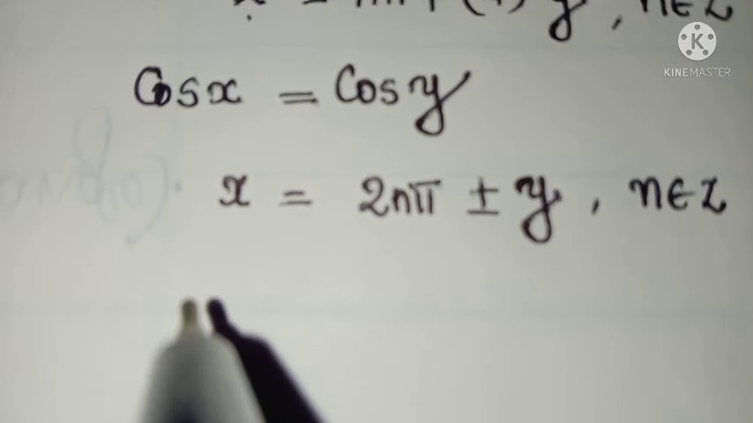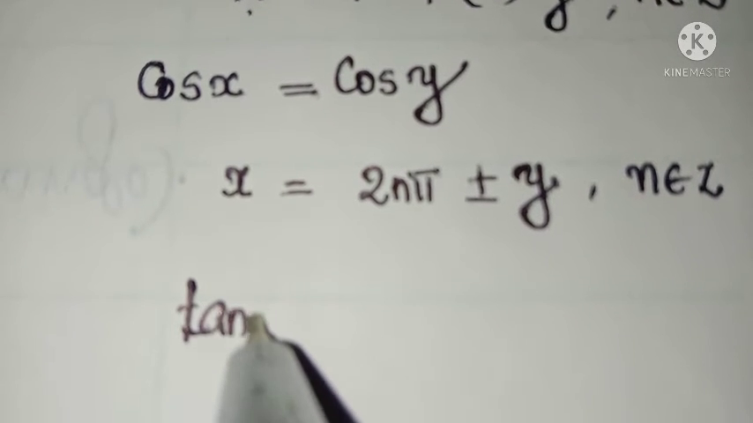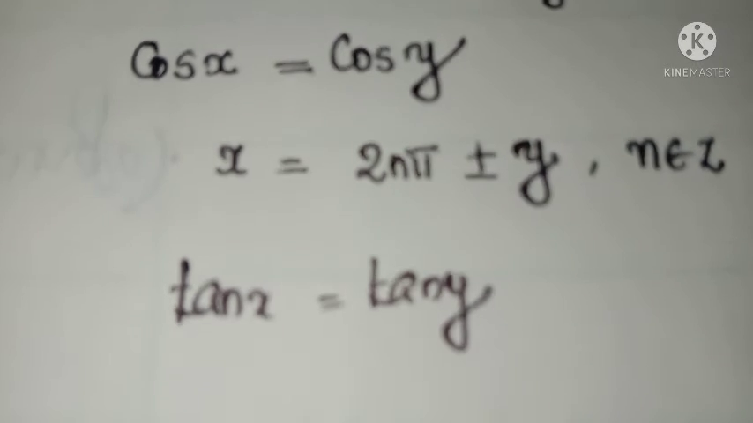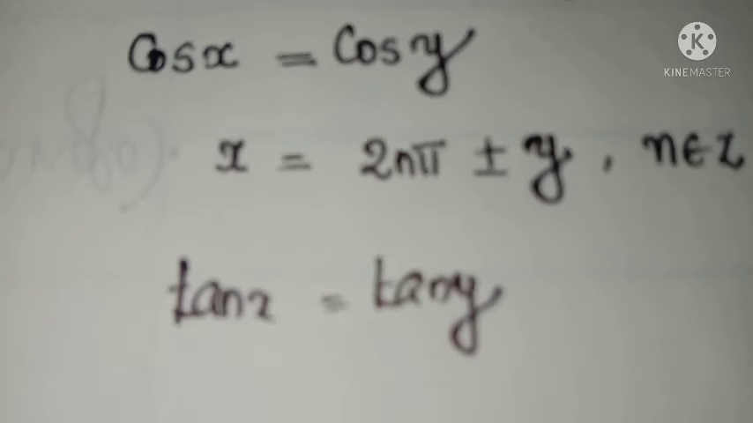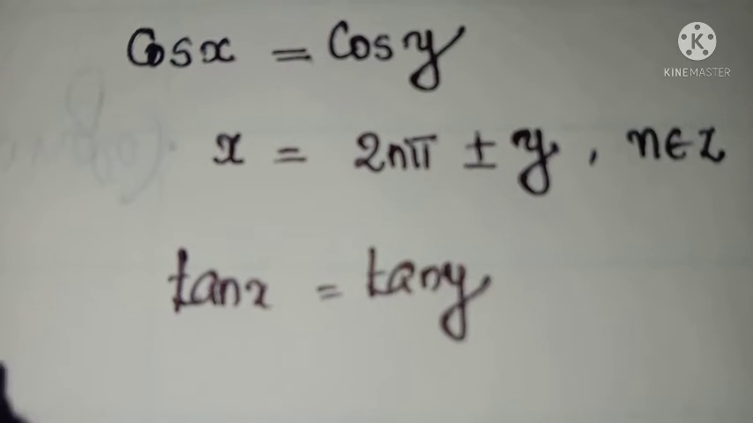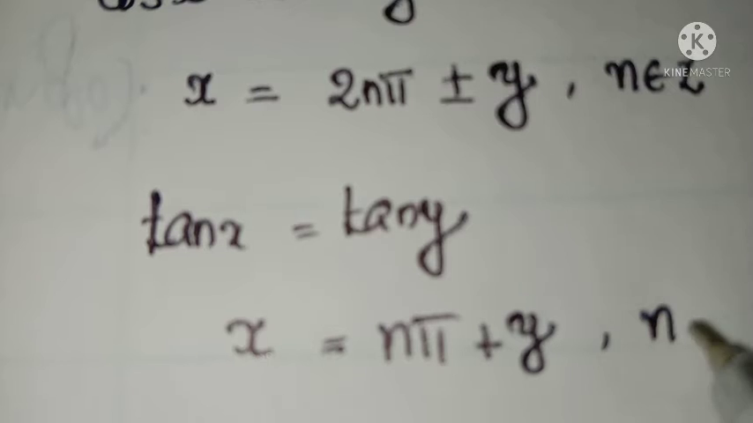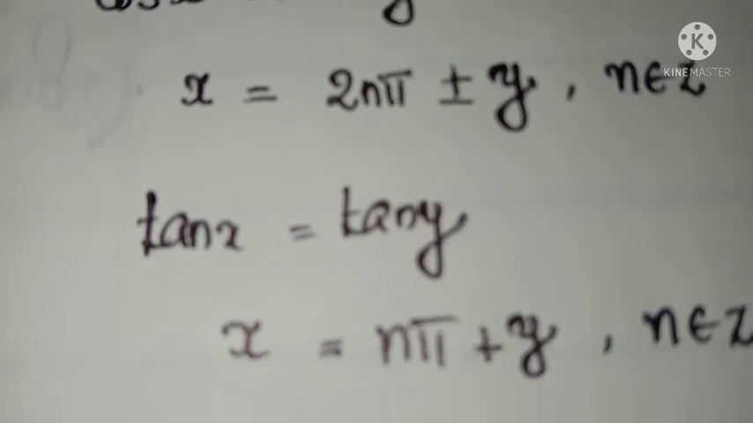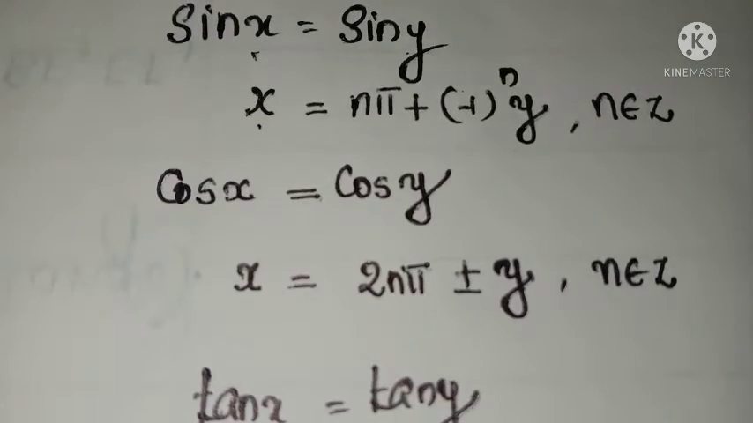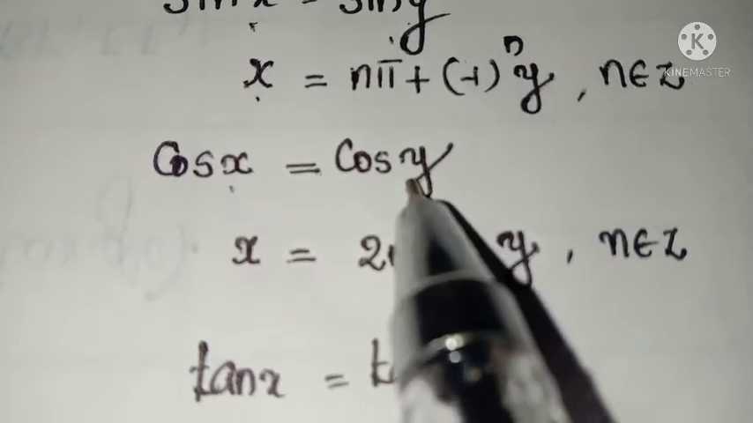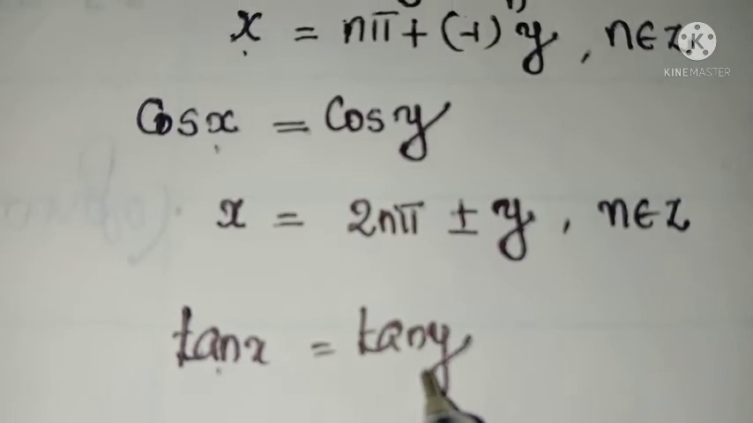Now the third equation, in the form tan x equal to tan y. Suppose we have an equation in the form tan x equal to tan y, then the general solutions are obtained by, listen, x equal to n pi plus y, where n is an integer. So you have to learn by heart all three results, when a trigonometric equation is in the form sin x equal to sin y, cos x equal to cos y and tan x equal to tan y.